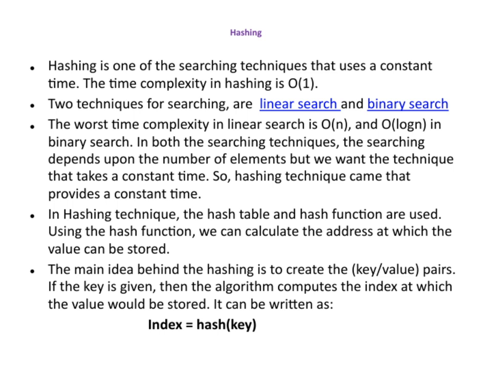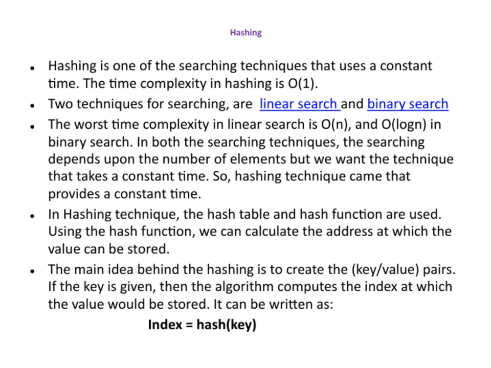In linear search, the worst-case scenario is O(n), which means in the worst case we might have to check every element. Binary search, on the other hand, improves this to O(log n), but still, it depends on the number of elements. What makes hashing so powerful is that it aims to provide constant time, regardless of the size of the data. So, how does it do that?